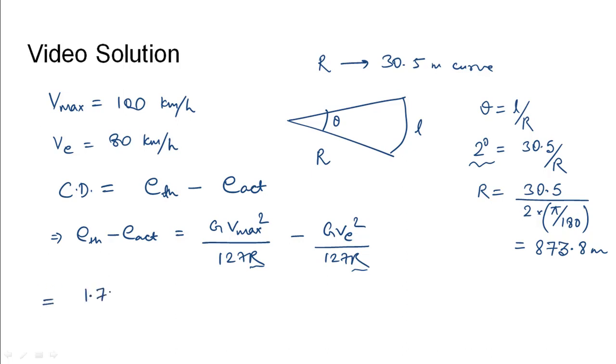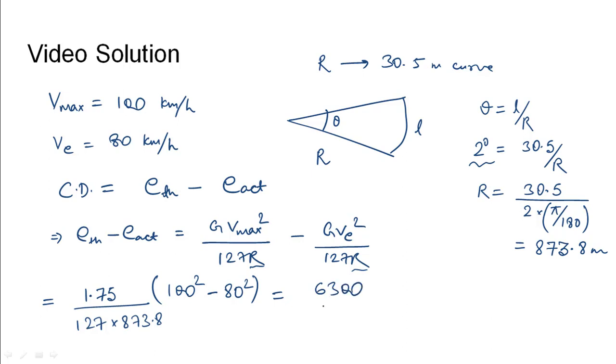So G is 1.75 divided by 127 into 873.8. Vmax is 100 square minus V equilibrium is 80 square. This would give 6300 over 110972.6. This would be around 0.05677. This superelevation or cant deficiency obtained is in units of meter, but the question has instructed us to find it in units of mm.